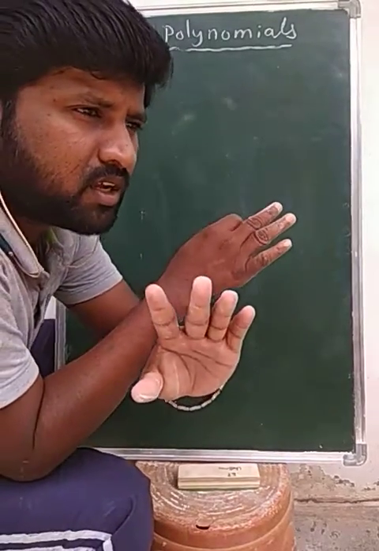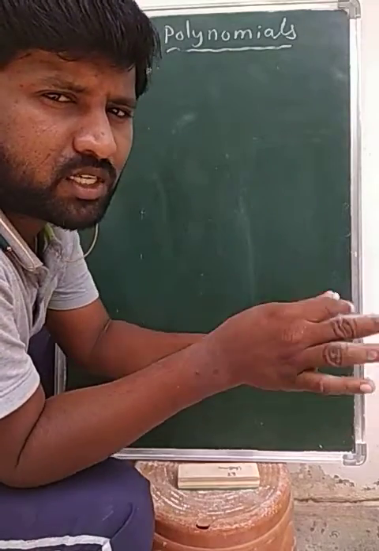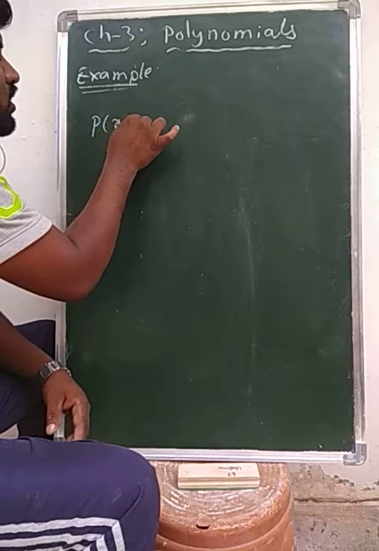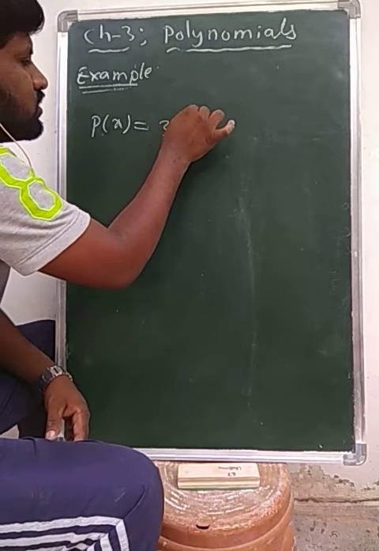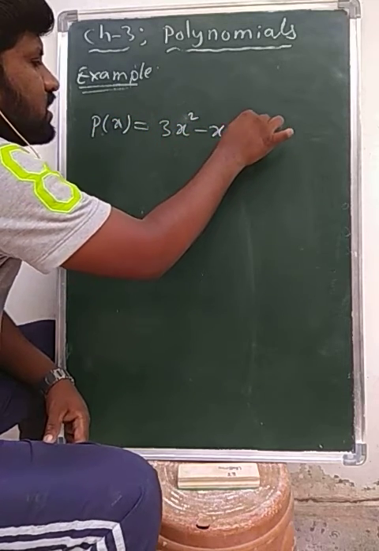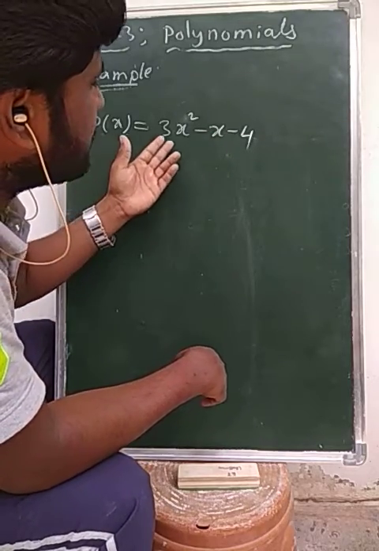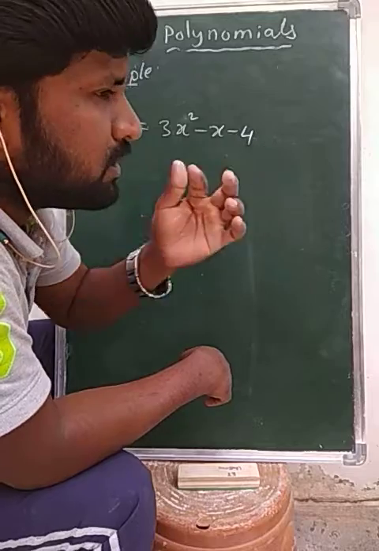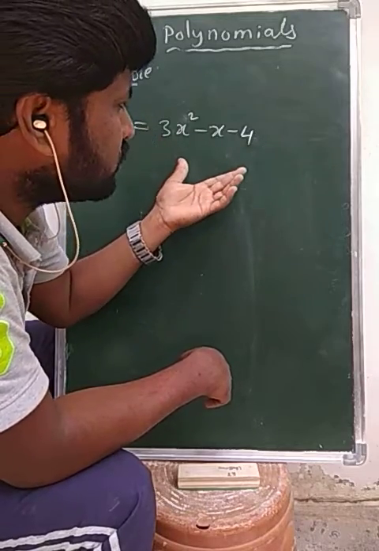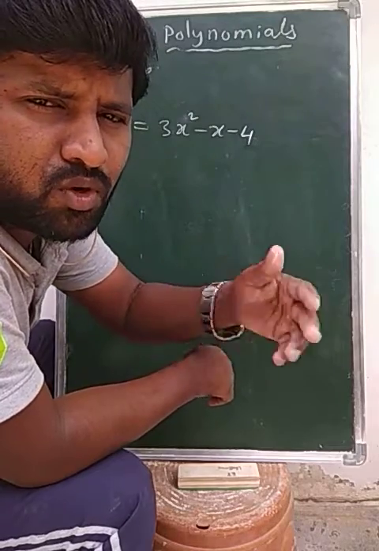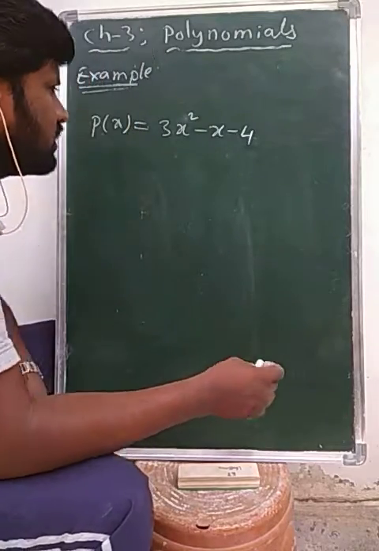Now what I am doing: I know only the polynomial, and I am not finding any zeros. What is the given polynomial? The given polynomial p of x is equal to 3x square minus x minus 4. Now I just want to use the relation to find the sum of zeros and product of zeros, which we just discussed.